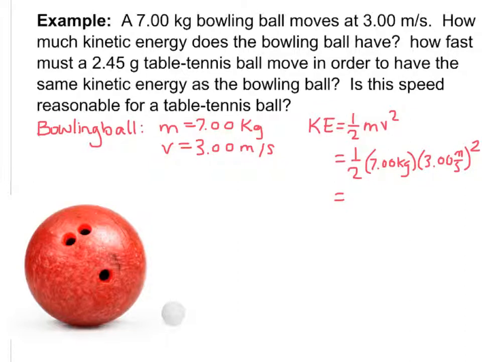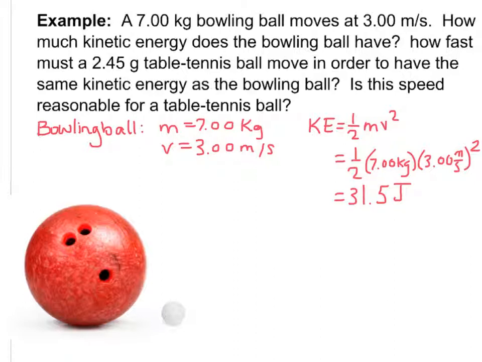Kinetic energy equals 1/2 mv squared. We can plug our values in: 1/2 times 7.00 kilograms times 3.00 meters per second squared. That will give us an answer of 31.5 joules. Remember that when we square this value, the units are also squared, so it ends up being 9.00 meters squared per second squared. And a kilogram meter squared per second squared is a joule. So we get 31.5 joules for the kinetic energy of the bowling ball.